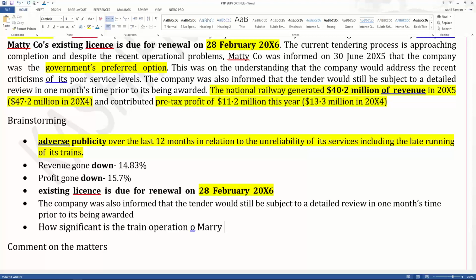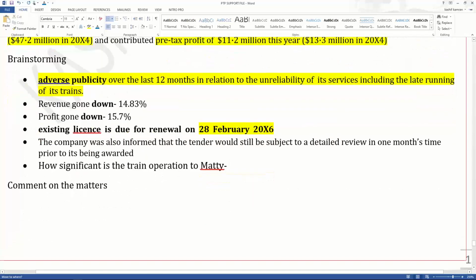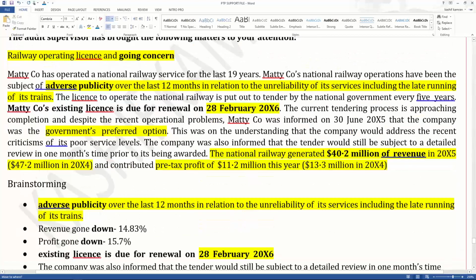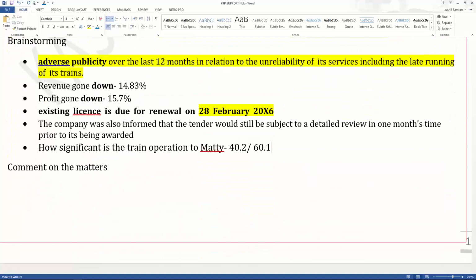To METI. Okay, one student is saying to METI. So we should divide 40.2 million, that is the revenue from the train, by the total revenue from the business, 60.1 million. So how significant is it? Almost like 67% of the total revenue.